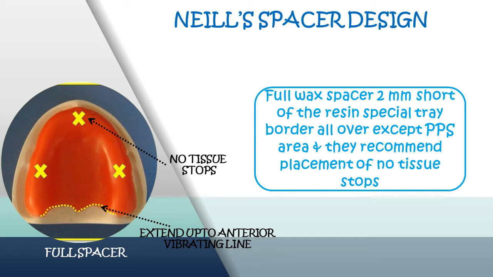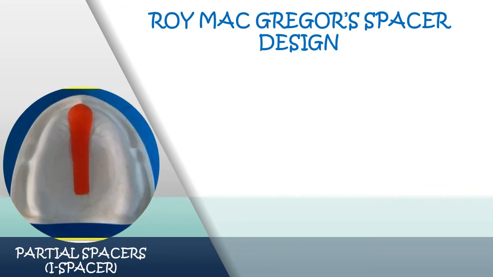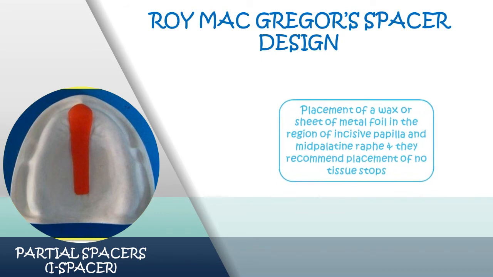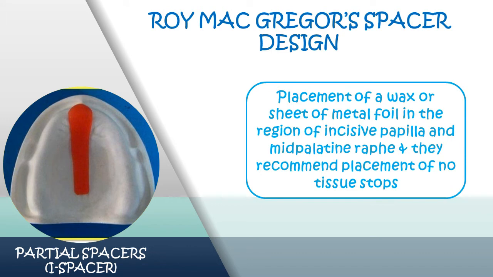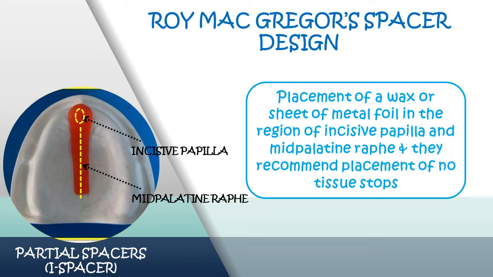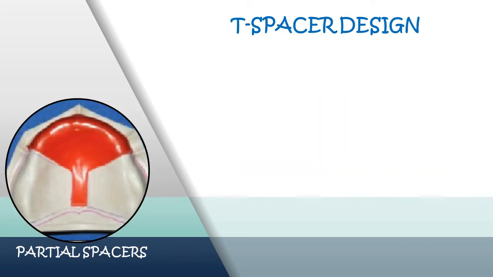Next spacer that we have to discuss is Roy McGregor's spacer design, a partial spacer or I spacer. Placement of a wax or a sheet of metal foil in the region of the incisive papilla and mid-palatine raphe, and they recommend placement of no tissue stops. Look at the figure. This will indicate the incisive papilla region and the middle of the cast. That vertical line we have to draw in the middle of the cast will be the mid-palatine raphe region, and there is no tissue stop.